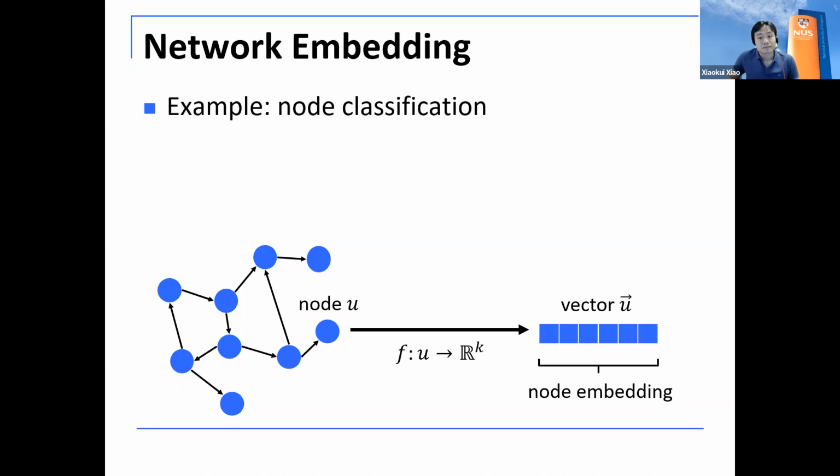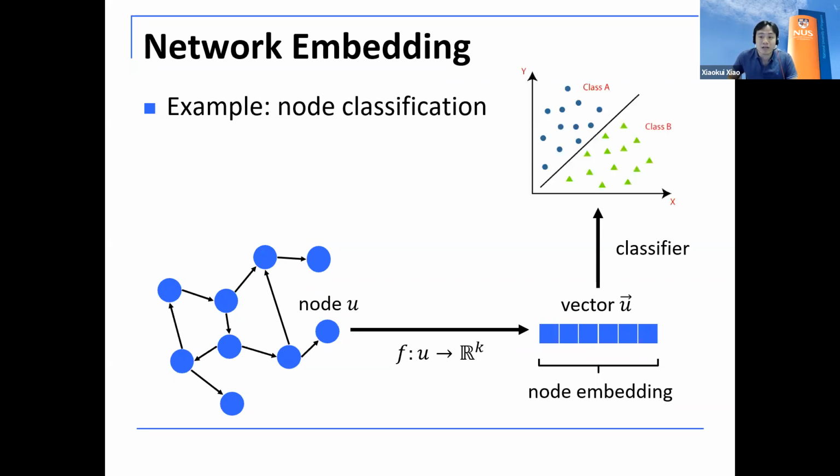For example, we can take the embedding of each node and feed it to a classifier, and then ask the classifier to tell us the label of the node. So for instance, if the input graph is a social network, then this classifier may tell us whether the user corresponding to a node is a real user or a fake one. As another example, if the input graph is a transaction graph where each node is a transaction, then the classifier may tell us whether the transaction is a legitimate transaction or a fraudulent one.